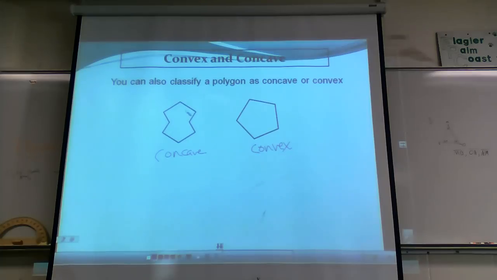So, up till now, if I did a full classification on these, this would be a concave octagon, because there are 8 sides there. 1, 2, 3, 4, 5, 6, 7, 8. And this would be a convex pentagon.